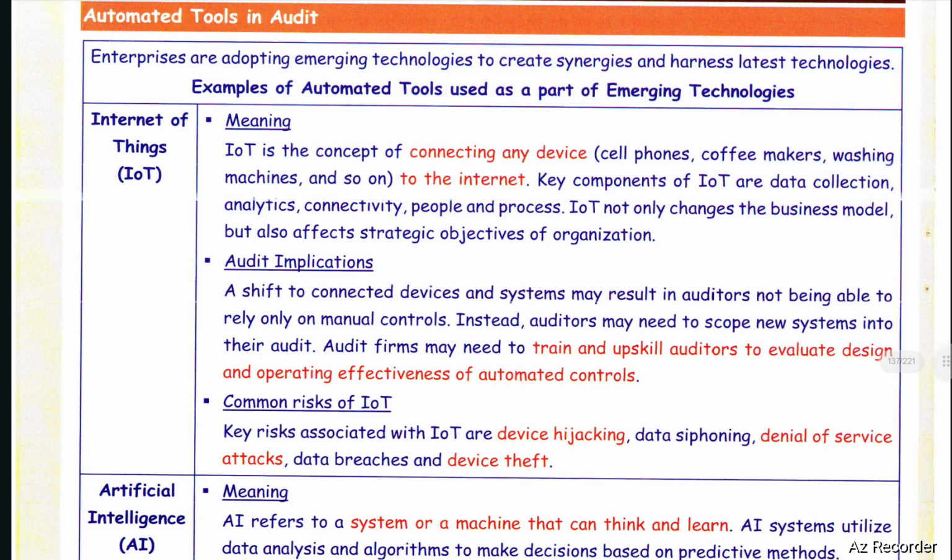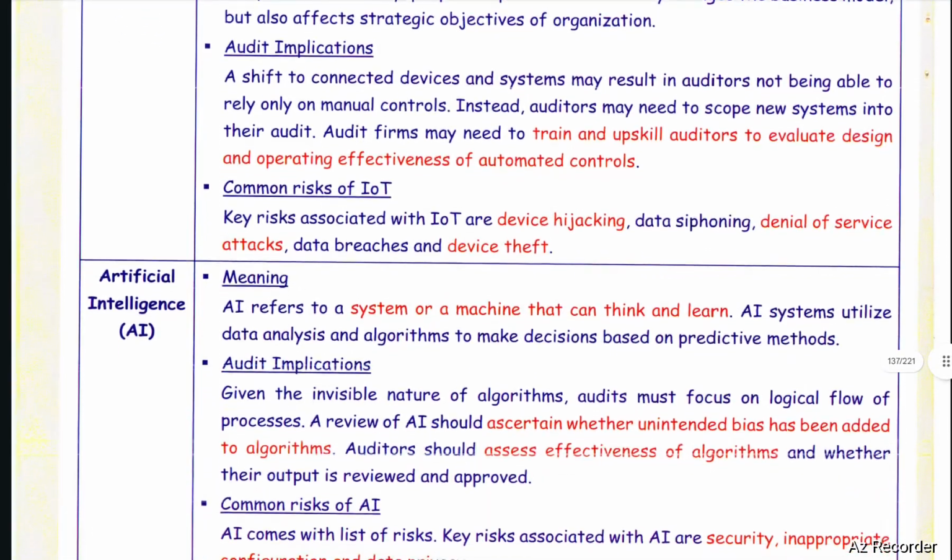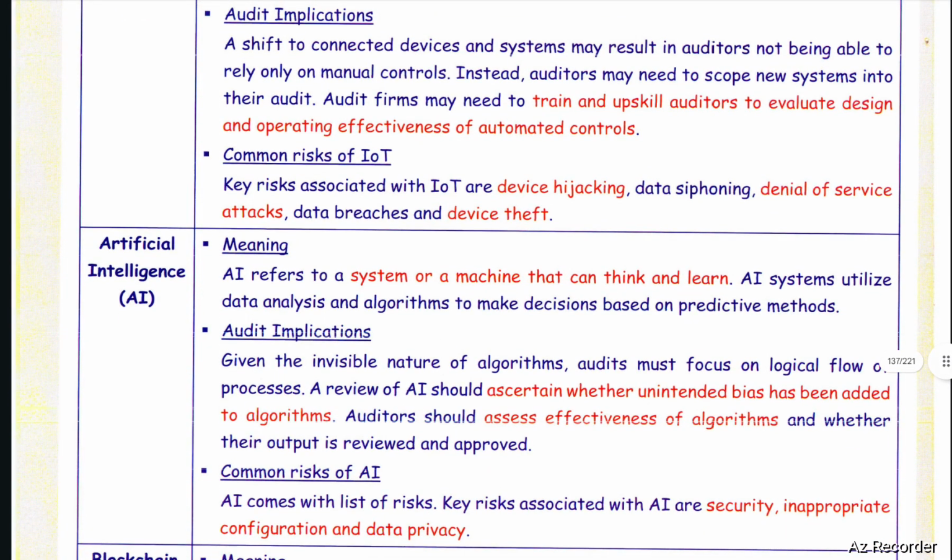Audit implications. A shift to connected devices and systems may result in auditors not being able to rely only on manual controls. Instead, the auditor may need to scope new systems into their audit. Audit firms may need to train and upskill auditors to evaluate design and operating effectiveness of automated controls. Common risks of Internet of Things. Key areas associated with Internet of Things are device hacking, hijacking, data siphoning, denial of service attacks, data breaches, and device theft.